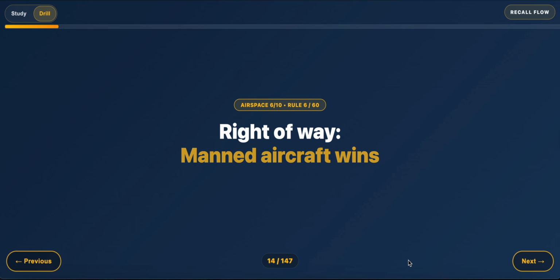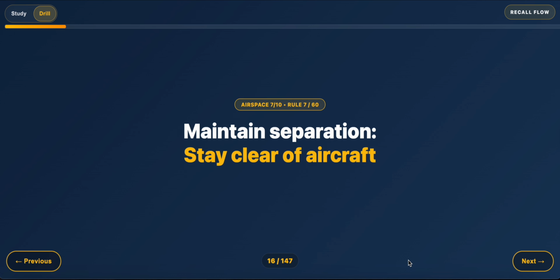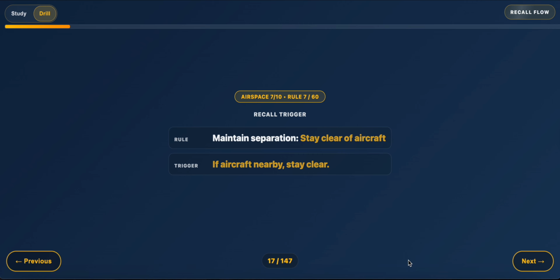Rule 6. From here, the focus shifts to traffic priority. The FAA establishes this clearly. Manned aircraft always have the right of way. Trigger phrase, if manned, I yield. Rule 7. Priority alone isn't sufficient. When another aircraft technically yields, separation must still be maintained. Trigger phrase, if aircraft nearby, stay clear.